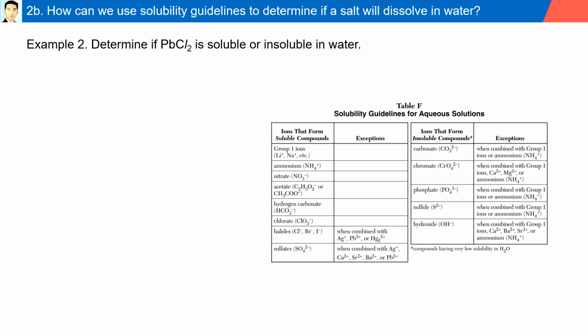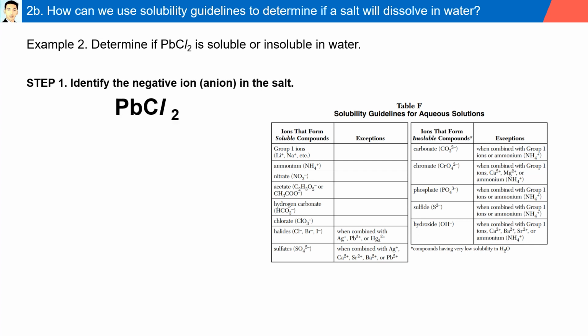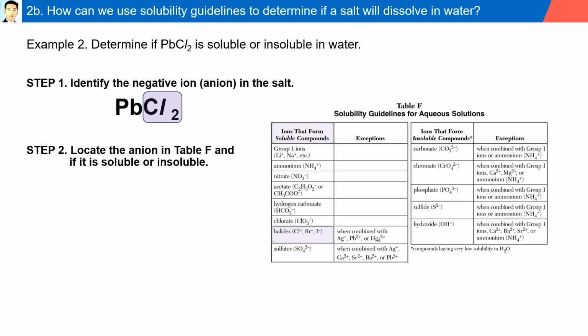Example 2. Determine if PbCl2, lead chloride, is soluble or insoluble in water. Step 1 is to identify the negative ion in the salt, PbCl2. Here it is Cl. Step 2, we locate the anion Cl- in Reference Table F, then determine if it is soluble or insoluble. Here we recognize that it is soluble.